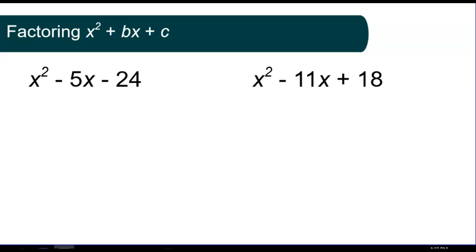All right, let's look at another few examples here. I need factors of negative 24 that will give me negative 5. Those signs are super important. Well, 8 and 3 give me 24. And if 8 is negative, and I add that to 3, I'm going to get negative 5. So negative 8 times positive 3 gives me my c of negative 24. And then negative 8 plus 3 gives me my middle term, negative 5.